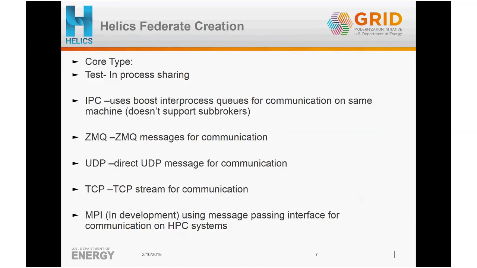ZeroMQ is the primary one we use as the default. It uses the ZeroMQ messaging protocol for communications. We also have UDP and TCP streams and packets that can be used if you don't have ZMQ on a particular system or platform. And the MPI, the message passing interface, is an in-development communication system, but this is what will be used on high-performance computing systems.